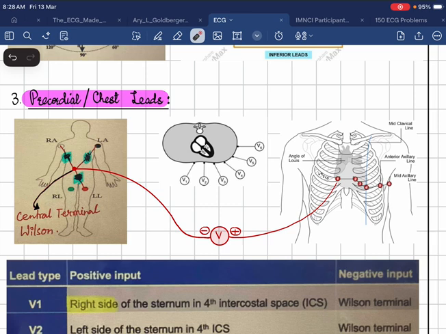If it's placed on the right side of the sternum in the fourth intercostal space, that is lead V1. If it's placed in the fourth intercostal space on the left side of the sternum, that is V2. If it's placed in the left mid-clavicular line in the fifth intercostal space, that is V4. If it's placed between V2 and V4, it is V3. If it's placed in the left anterior axillary line at the same level as that of V4, it is V5, and V6 if it is placed in the left mid axillary line at the same level as V4 and V5.